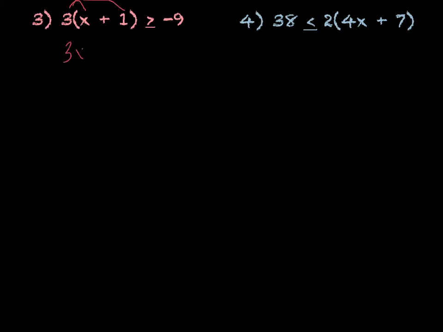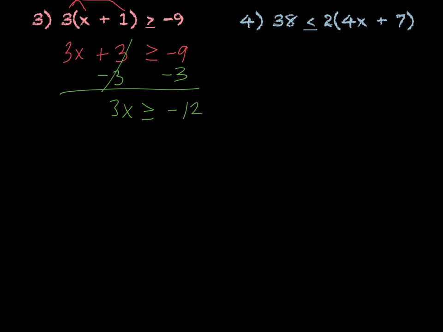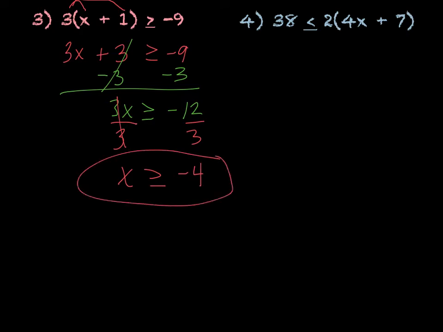And then I'll have 3x plus 3 is greater than or equal to negative 9. Now it looks just like the problems we had before. So I'm going to subtract the 3. 3x is greater than or equal to negative 9 minus 3, which is a negative 12. And then I'm going to divide by 3. And I have x is greater than or equal to negative 12 divided by 3, which is negative 4. So that would be your final answer. And you do not switch the sign because you did not divide by the negative.